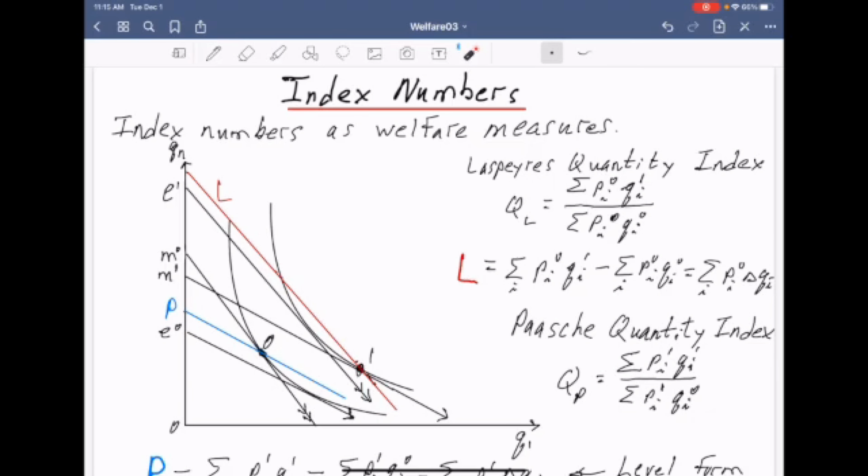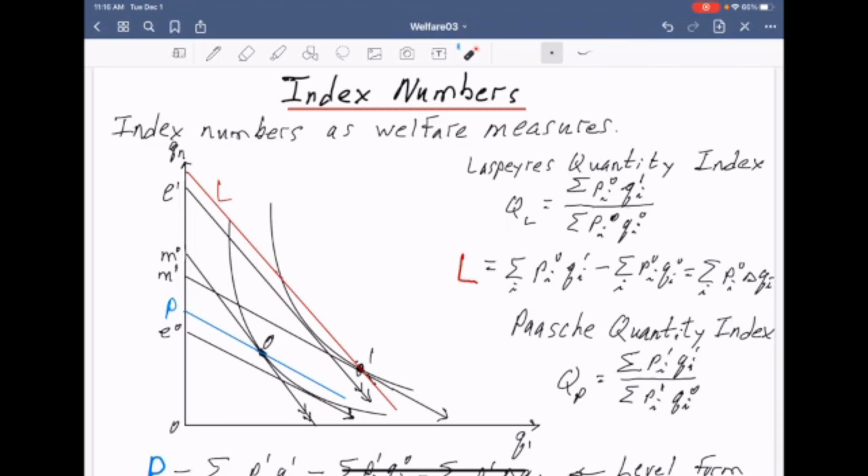In this video, we want to expand on some of the earlier thoughts regarding welfare measures, and we want to start with index numbers. Index numbers are welfare measures to some extent. Now, you're familiar with one particular index number, and that's the Consumer Price Index, or CPI. But here we're talking about quantity indexes.